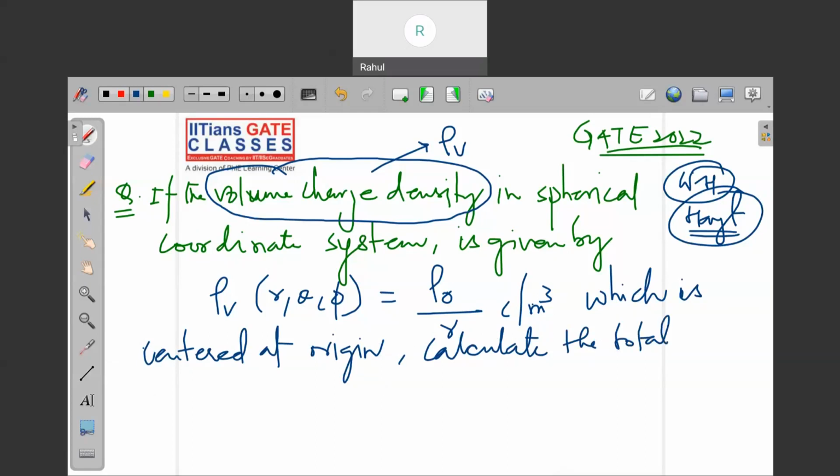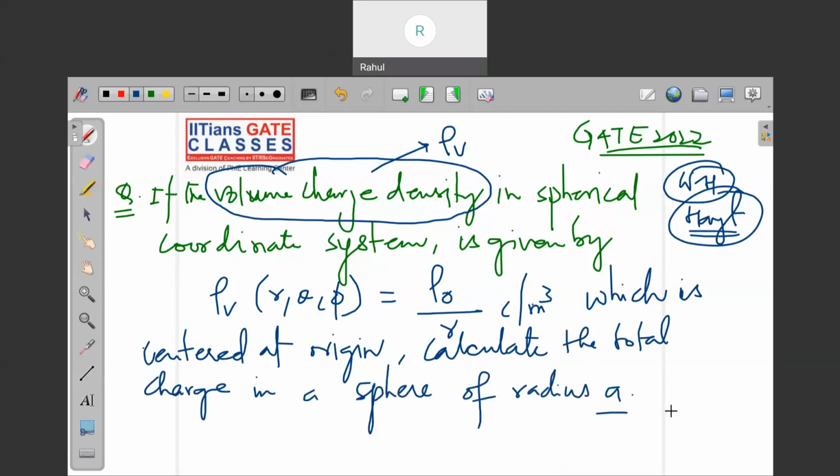Total charge in a sphere of radius a. What you have to compute is the total charge in a sphere of radius a, right?